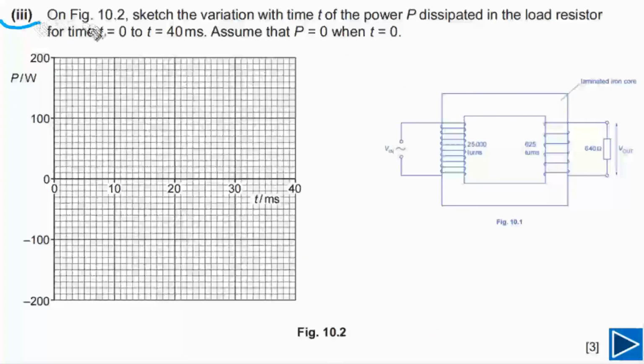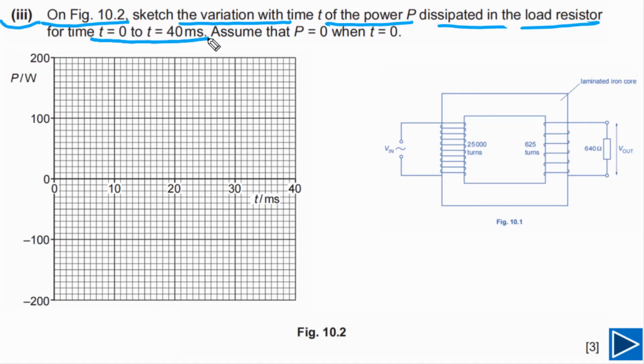For the third part, on figure 10.2, we need to sketch the variation with time t of the power P dissipated in the load resistor from t equal to 0 to t equal to 40 milliseconds. 40 milliseconds is actually the time period, which is also given to us. We can assume that P is equal to 0 when t is equal to 0. It simply means that when t is 0, P is equal to 0.